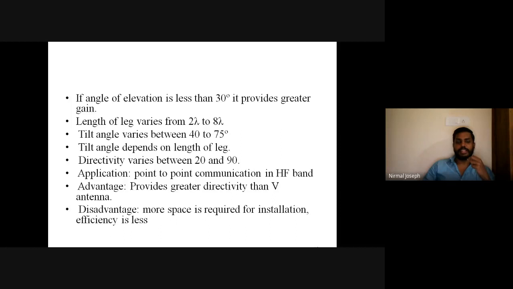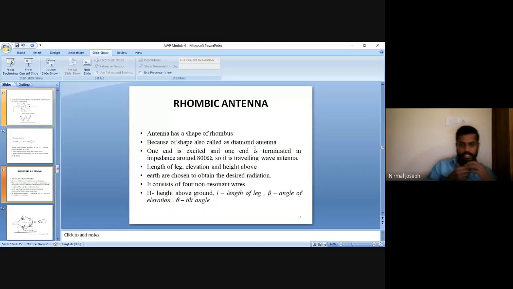You have to see, we already saw that the length of the leg varies from 2 lambda to 8 lambda. So if lambda is getting higher and higher, we need a very large space to install this. That is not desirable. So more space is required for installation, and its efficiency is less. Since the directivity lies between 20 and 90 and we cannot improve it more than that, we can say that the efficiency is less.